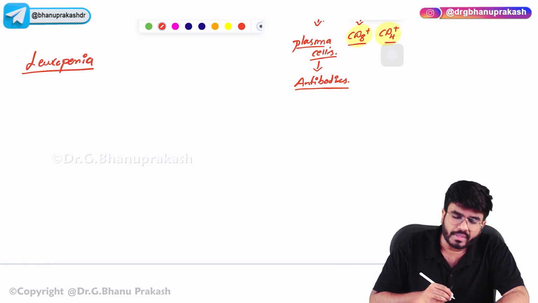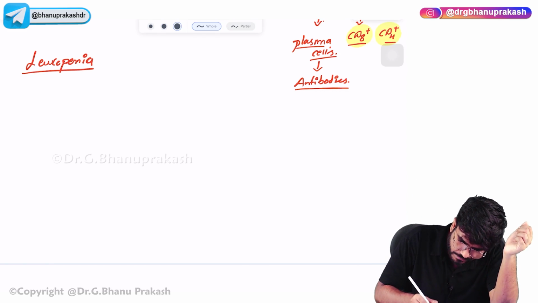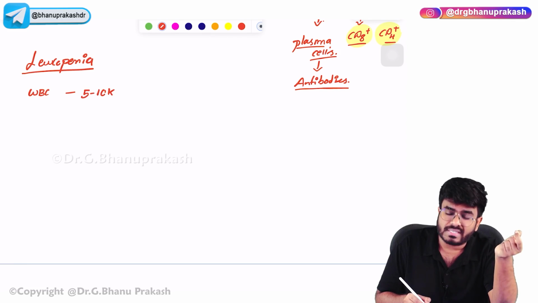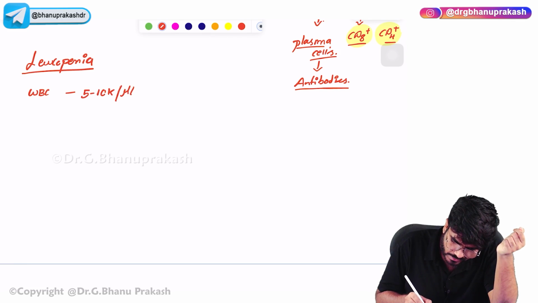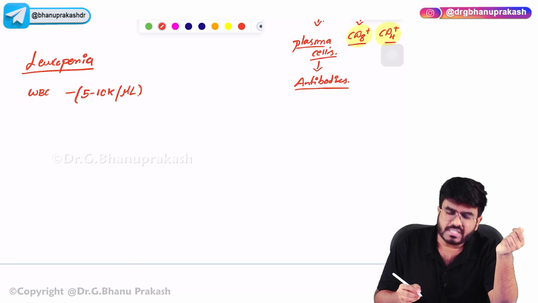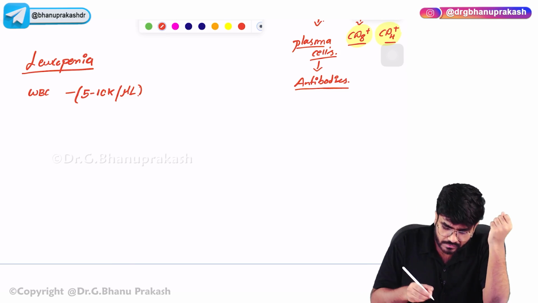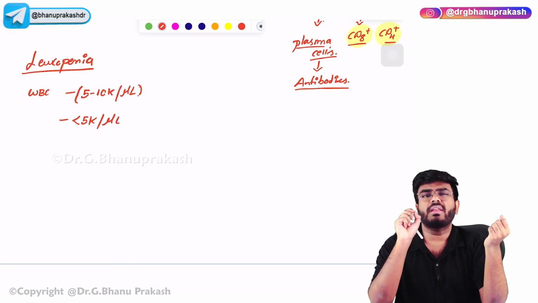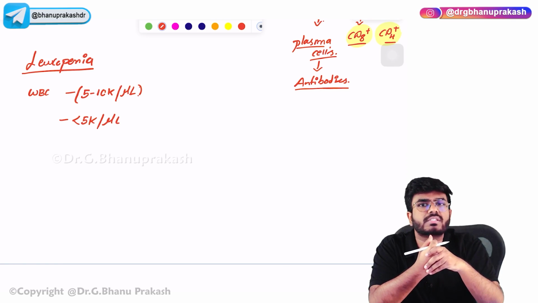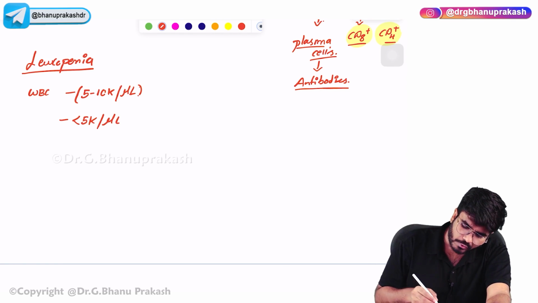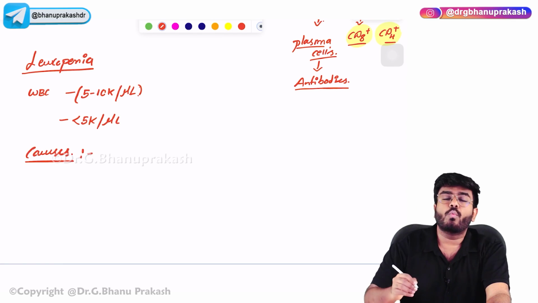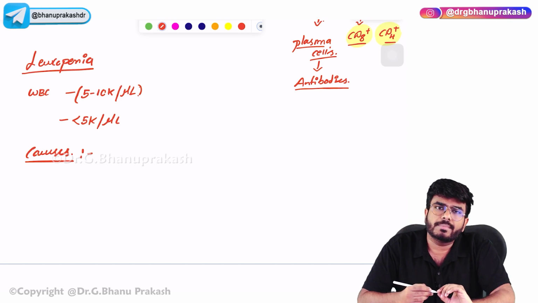So what exactly is leukopenia? Normally the WBC count will be somewhere around 5 to 10,000 cells per microliter. That is normal. If you have less than 5,000 cells per microliter, then it is called leukopenia. Now the question is, what are the causes of leukopenia? Why is the WBC count going down within the blood? What might be the reason?